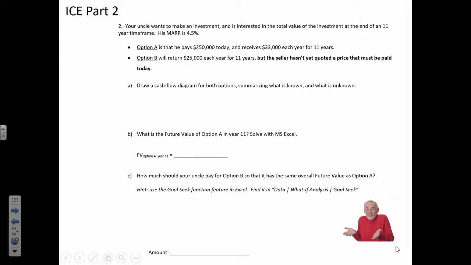Okay, on the second part of the in-class exercise on the back side of the paper, when you get ready for that one, I ask you to begin with a cash flow diagram, because translating the word problem directly to a cash flow table sometimes is too much of a leap. So it's better to, first of all, put it down as a cash flow sketch on the paper and then turn it into a diagram for both option A and option B.